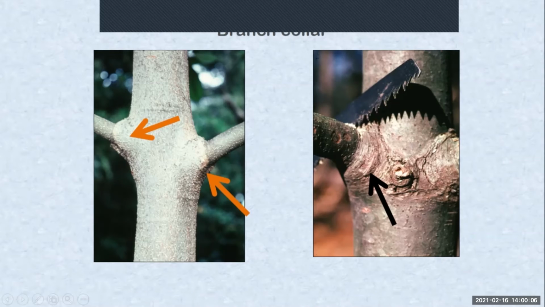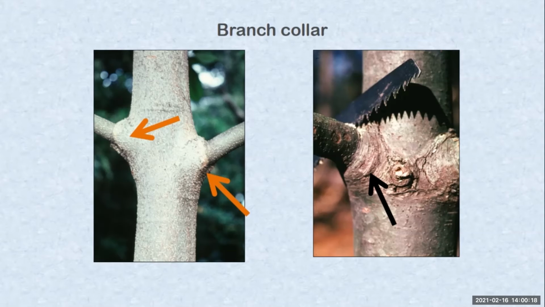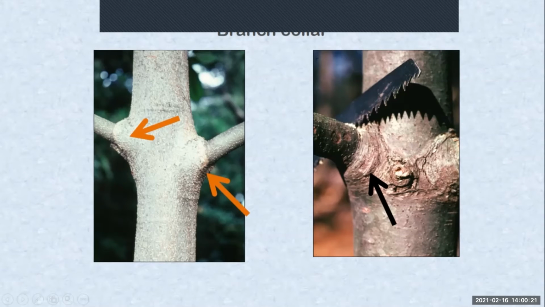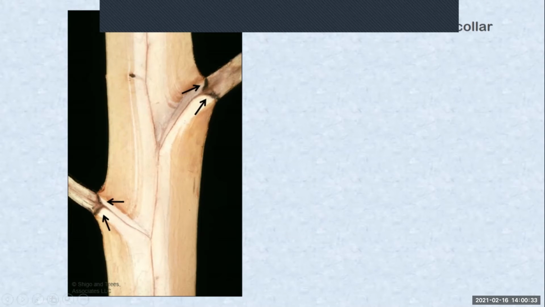The branch collar is important to identify if you can when you're pruning, because you don't want to damage the branch collar when you prune off a branch. You want to stay outside of that branch collar, and you would make your cut out here. If you do a flush cut through the branch collar, you are actually damaging trunk tissue, and you're setting up the tree for problems in sealing off that wound and protecting the trunk.